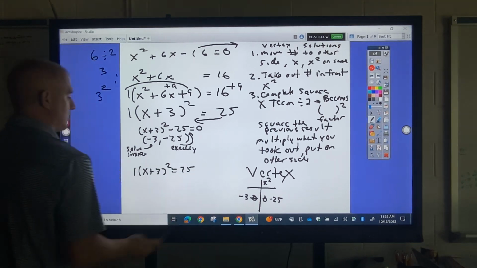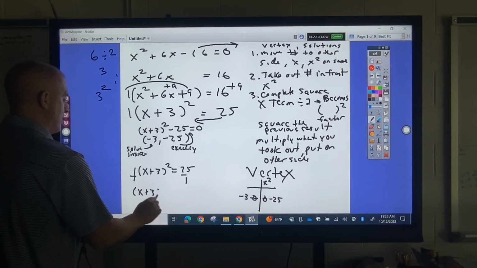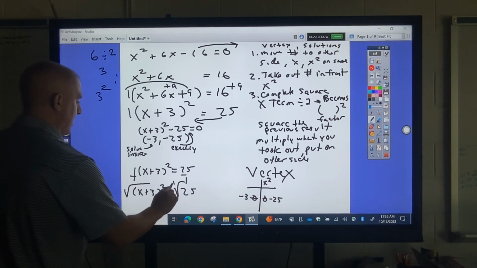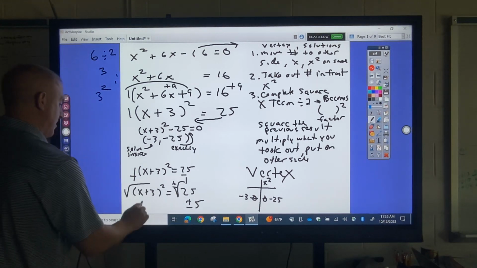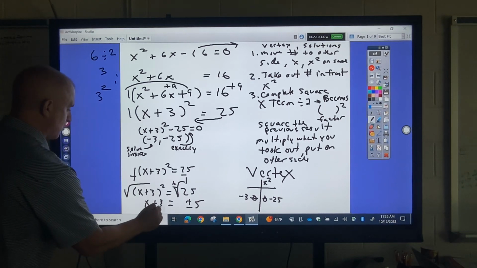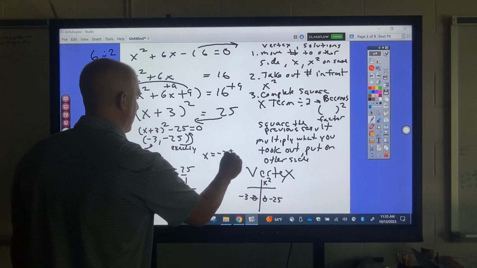Let's talk about how you find the solutions. Divide by that number. That's x plus 3 squared equals 25. Take the square root, plus and minus. The square root of 25 is 5, so plus and minus 5. This is just going to be x plus 3. So how would I solve for x? Subtract 3. Now, what this means is negative 3 plus and minus 5.